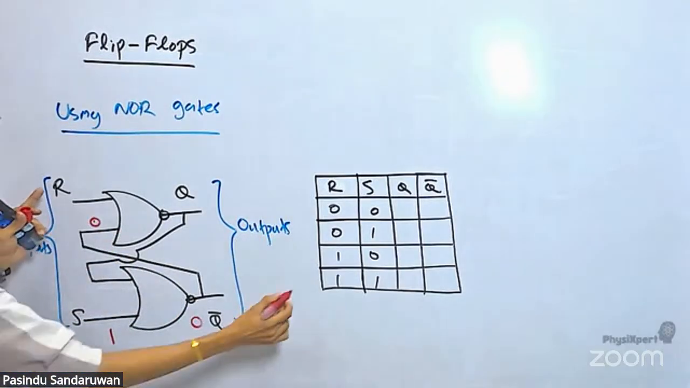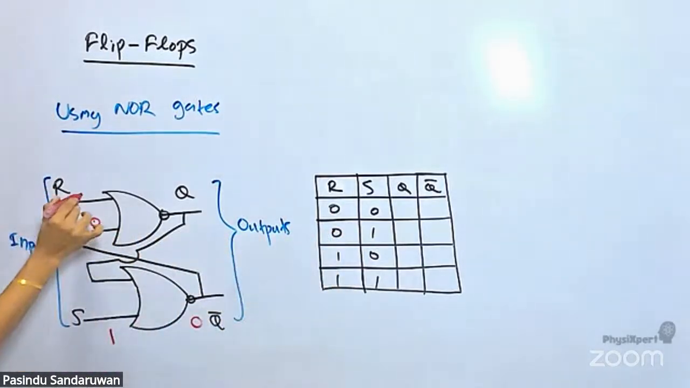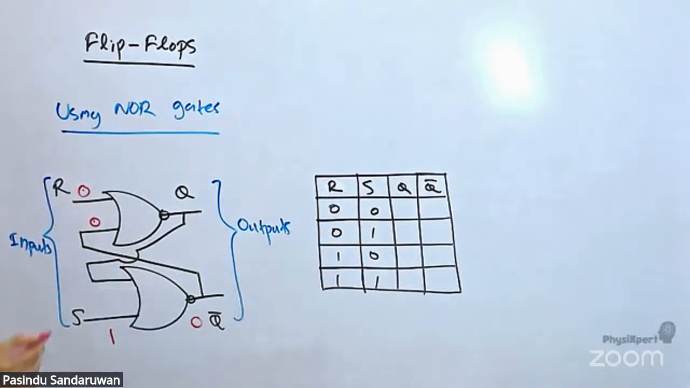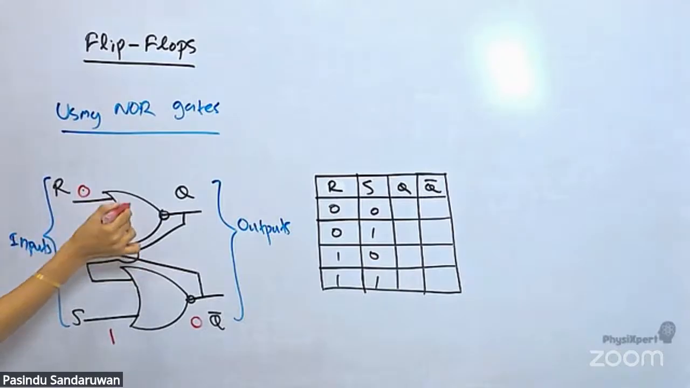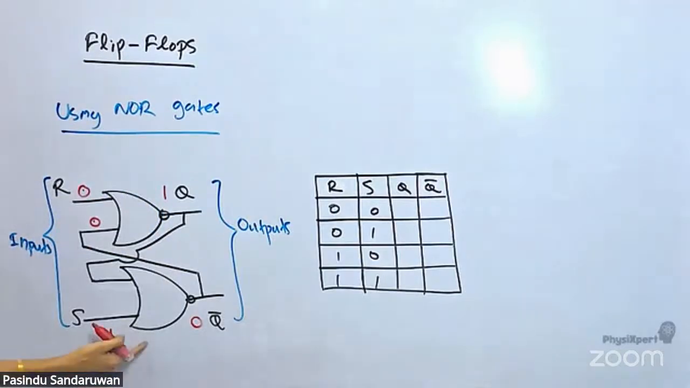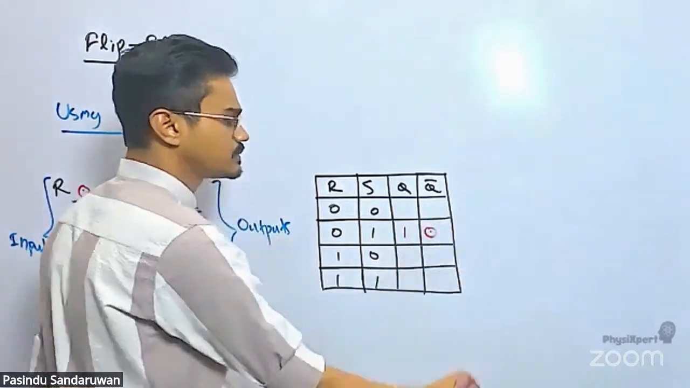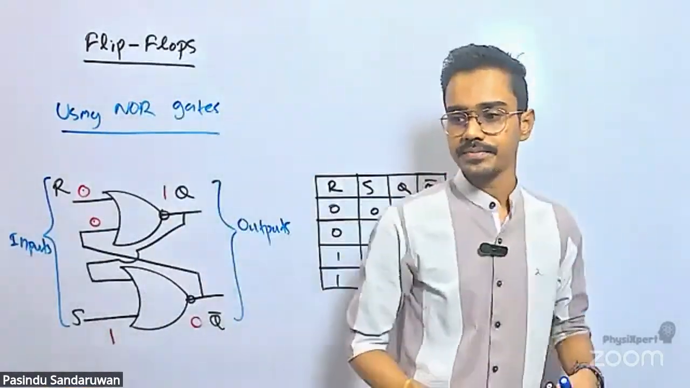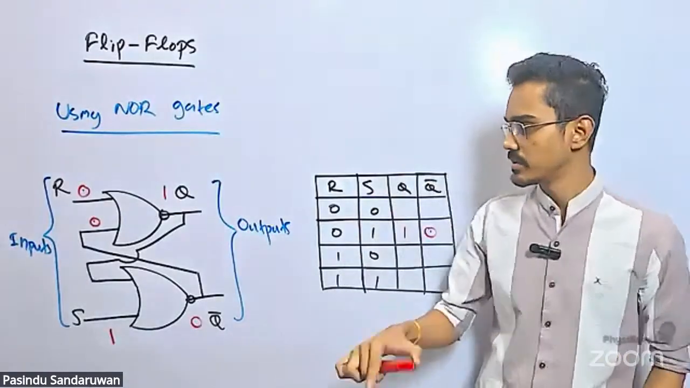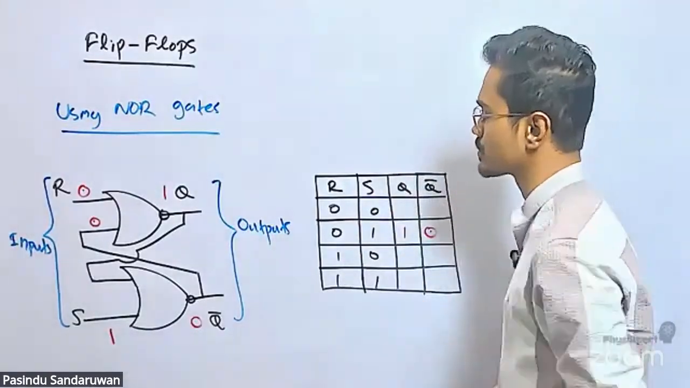I simplify the second line. r is 0 in that second line. 0 plus 0 is 0, its bar is 1. Right? So that one is simplified. Then q is 1, q bar is 0 in the second line. Similarly, you can simplify the third line also.